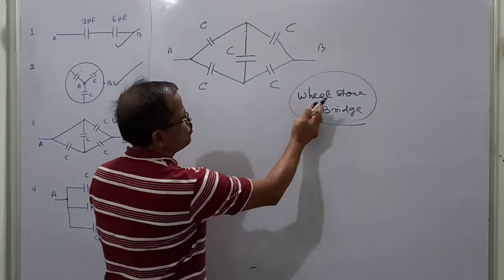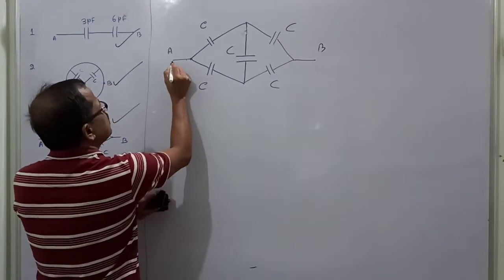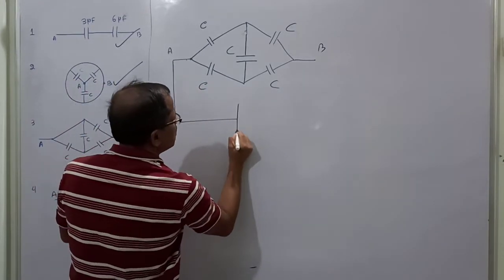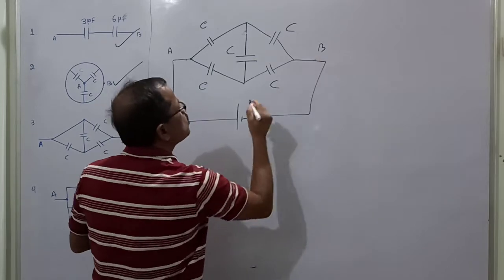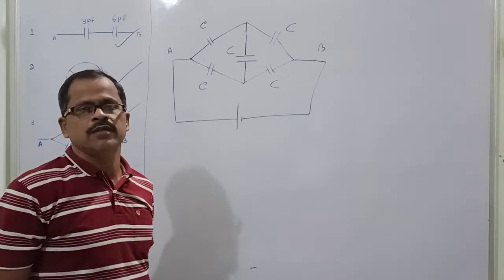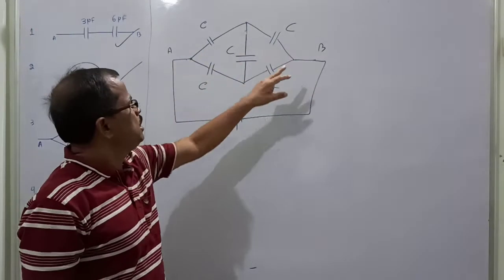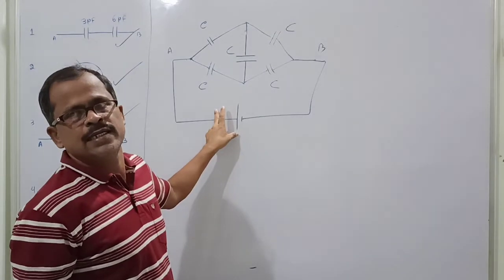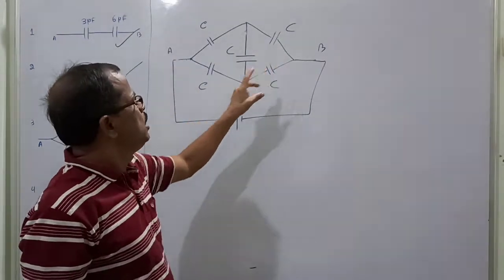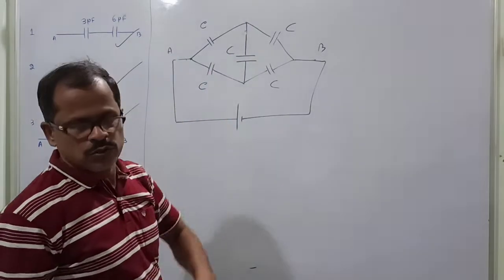Look, so this is Wheatstone bridge connection. Please note down. Now to get the answer to this question, let us first connect a battery. Because the question is to find the net capacitance between A and B, that's why between the point A and B you are going to connect a battery. That is the meaning of net capacitance between A and B. So what to do here?